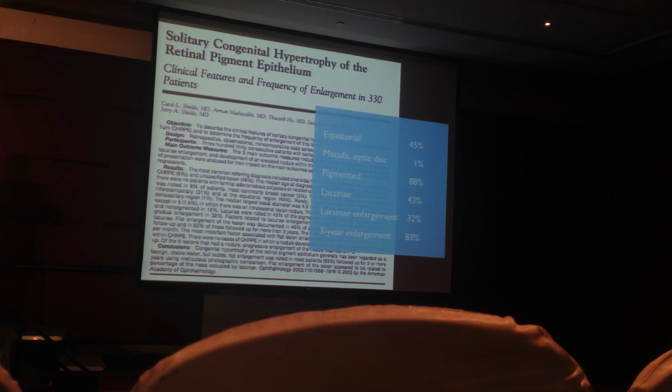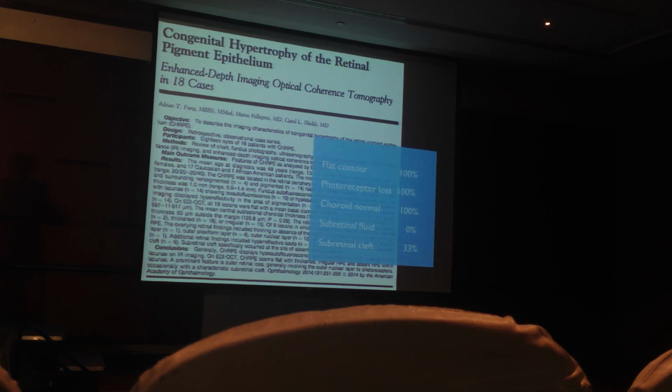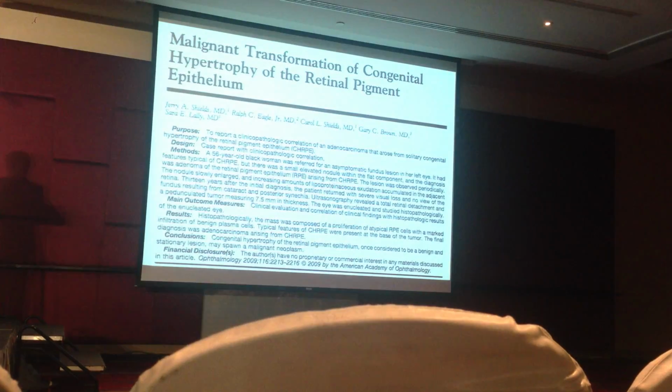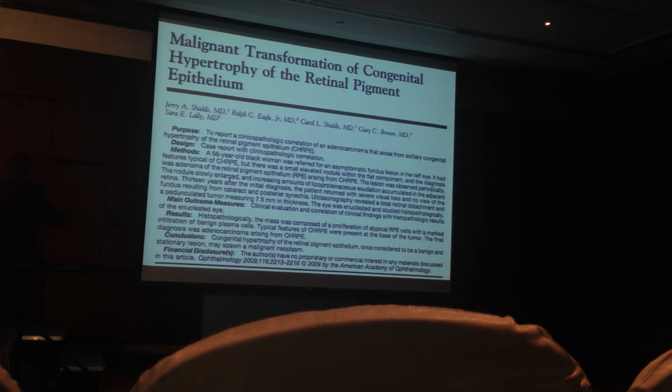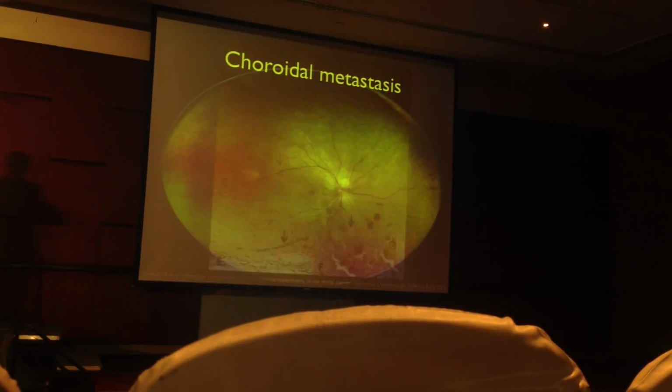In the very large series of CHRPE, they found that this lesion can enlarge in over 83%, but very slowly, with the lacunae increasing in number and also enlarging. On EDI-OCT, you can see that the tumor shows thickening of the RPE in the pigmented area, and in the lacuna area it shows RPE atrophy. Malignant transformation is very, very rare. Only one case report has been found in a PubMed search.